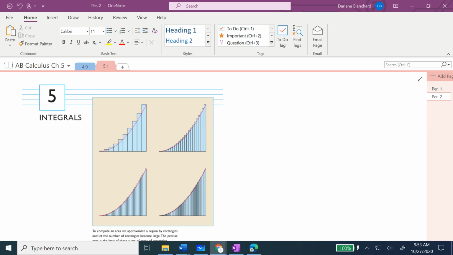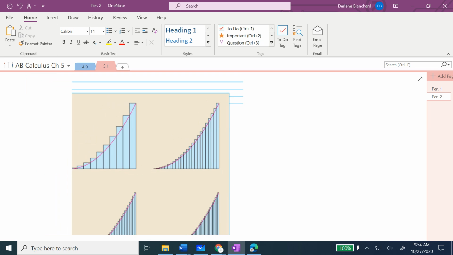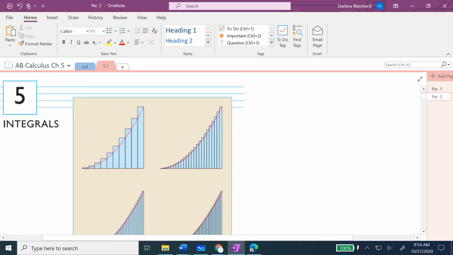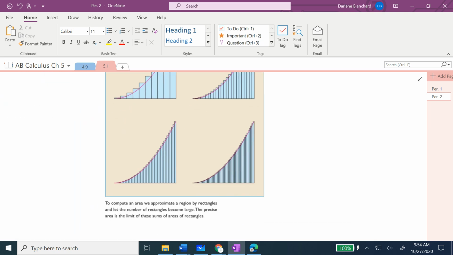So, you can see from the title picture of chapter 5 that we can approximate area between the x-axis and the curve of a function using rectangles. And the more rectangles we use, the better the approximation.